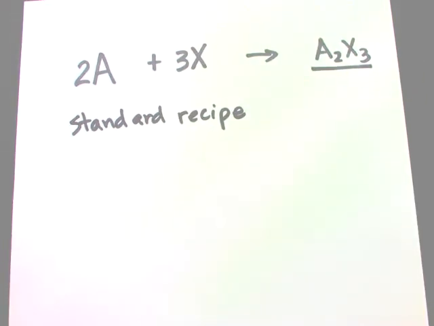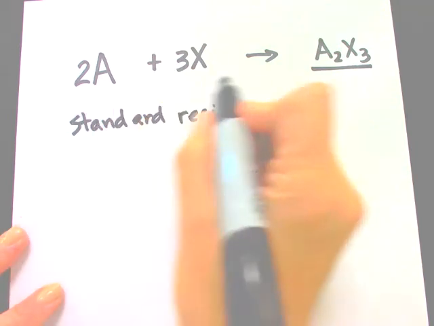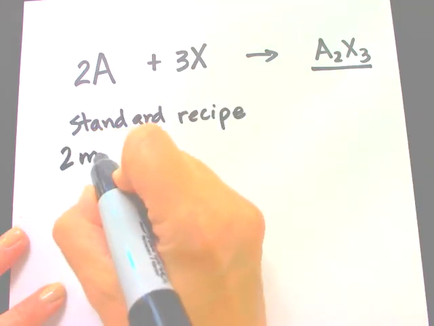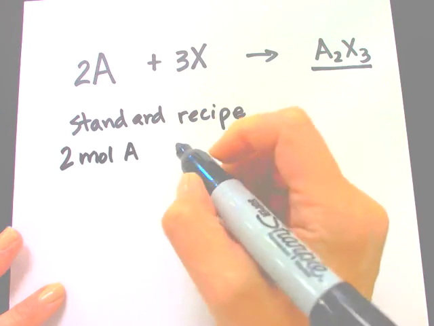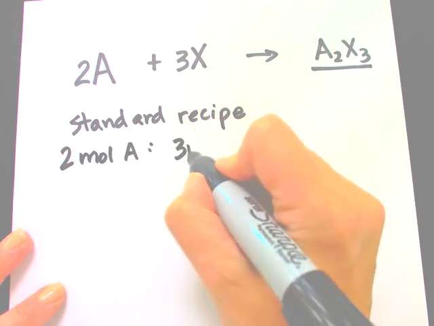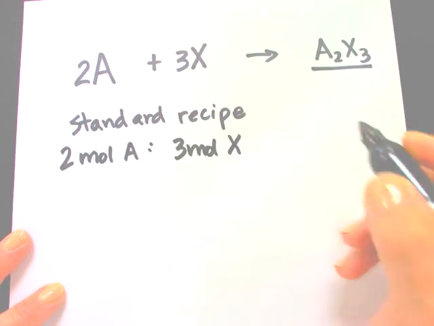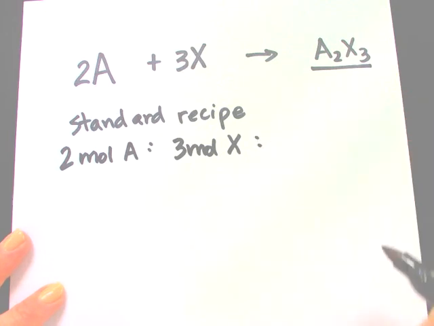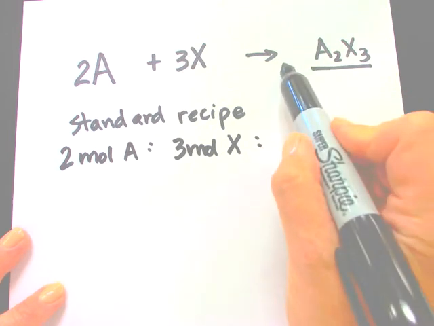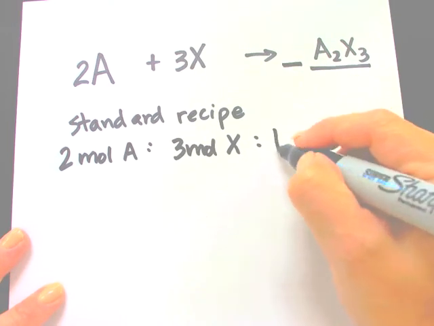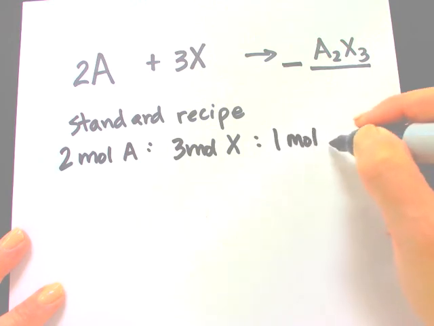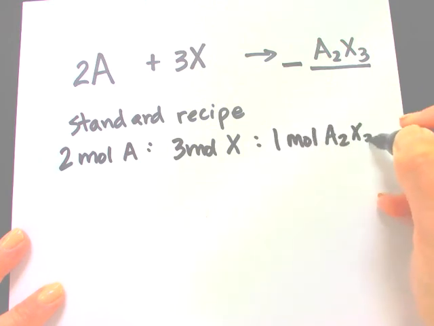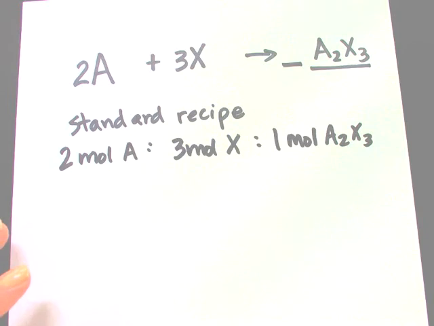So it really means, as written, 2 moles of A react with 3 moles of X, whatever those substances are, to produce, the coefficient here is 1 mole of A2X3. So this is the information that we get from the balanced equation.